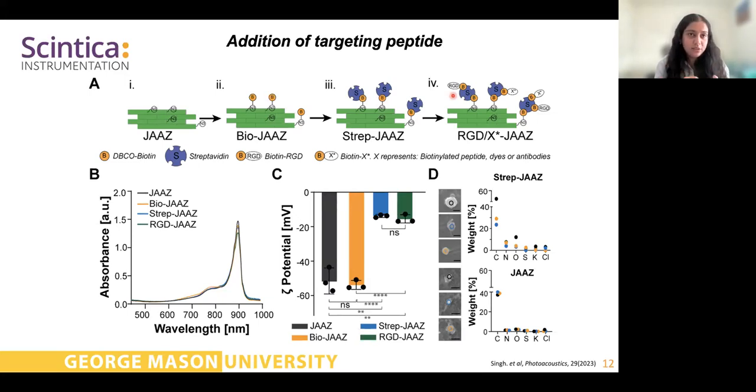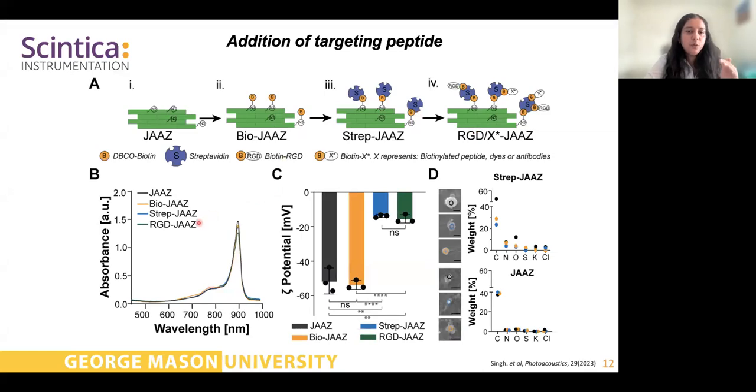attach any biotin-related molecule onto this platform, whether it's a biotin-related antibody, which can target a specific organ or tumor, whether it is a biotin-related aptamer or peptide. In our case, as I told you, we used a model peptide known as RGD. We are able to achieve this onto this JAS platform.